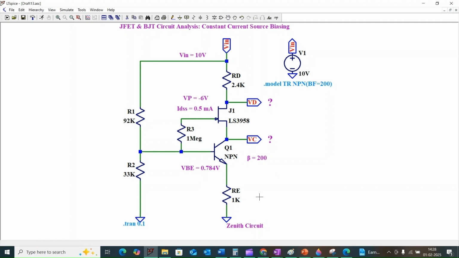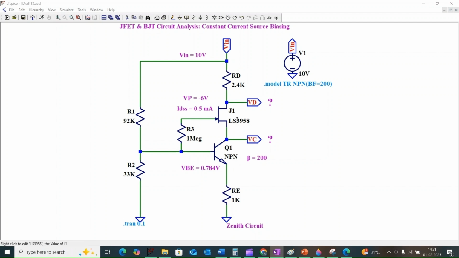If you consider the circuit, here the emitter current IE is equal to the collector current of the BJT, which is equal to the source current of the JFET, which is approximately equal to the drain current ID. And here the gate current IG is approximately equal to 0. Let's take a look at the circuit.